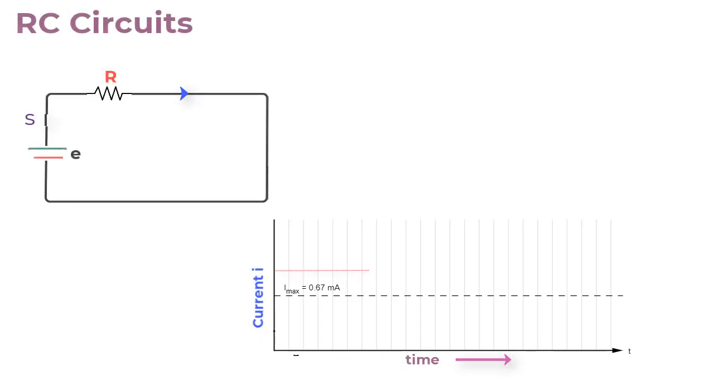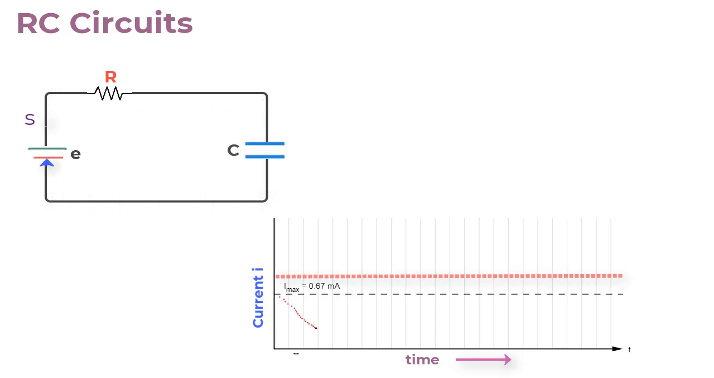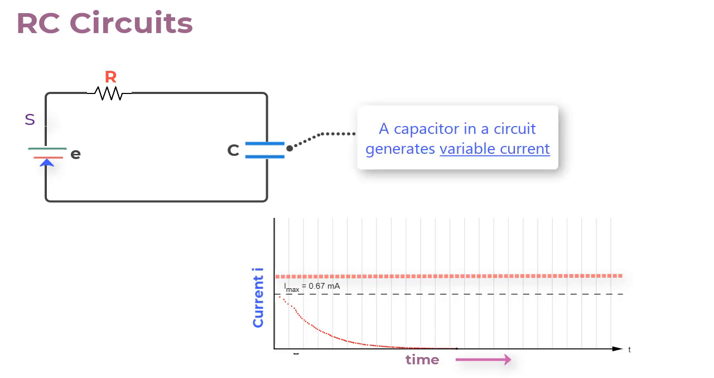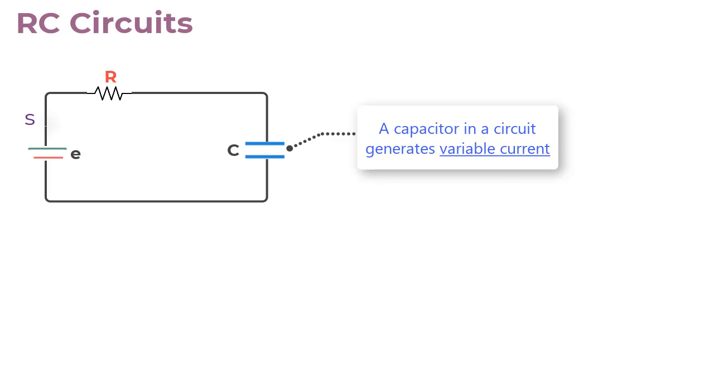So far we have dealt with circuits where current did not vary with time and was constant. But if you introduce a capacitor in a circuit, what you find is that the current starts varying with time. So let us study this variation in current, charge and voltage of a circuit that has a capacitor in it.